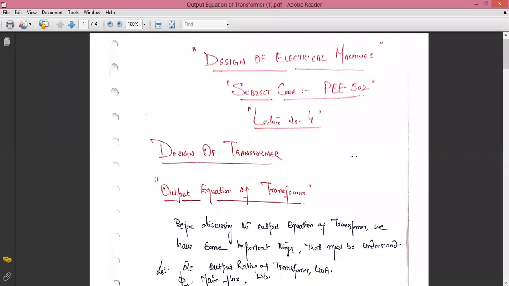Today is lecture number 4, and in this lecture we are discussing the output equation of the transformer. In my previous lectures we saw that there are 3 types of machines available in electrical. One is the generator, another is the motor, and the third one is called the transformer. The transformer is basically a static device, whereas the generator and the motor are both rotary devices. But all 3 machines basically work on Faraday's law of electromagnetic induction.